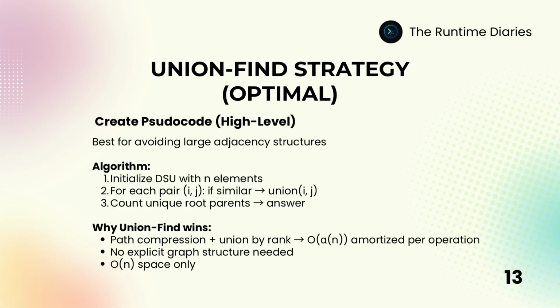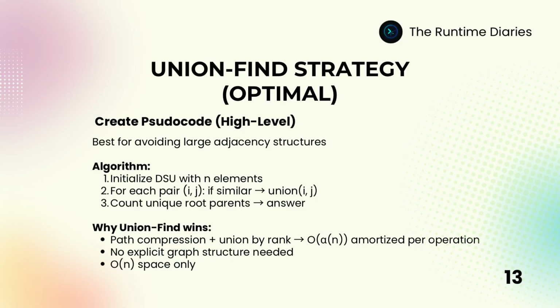Union find is the optimal approach because it avoids building the full adjacency list. Here's how it works. First, initialize a union find data structure with n elements, one for each string. Initially, each string is its own parent. Each string is in its own group. Second, for each pair of strings I and J, check if they're similar. If they are, perform a union operation. This merges the two groups that I and J belong to.